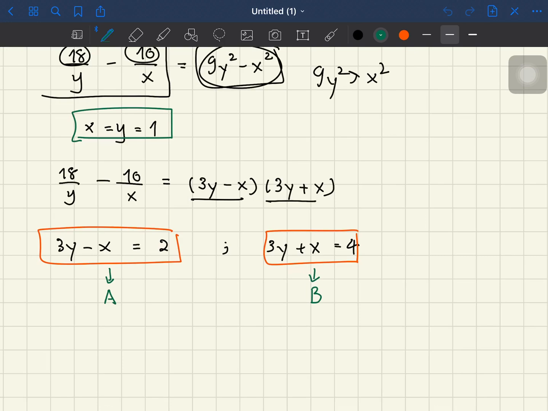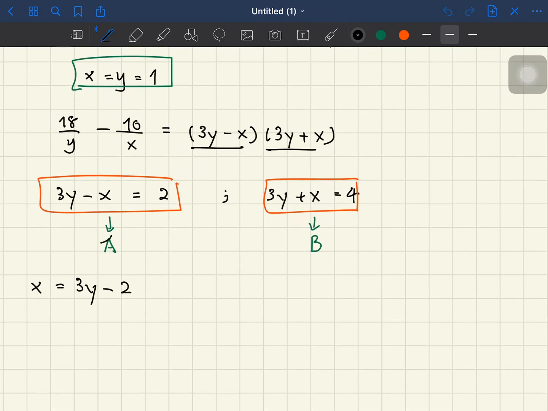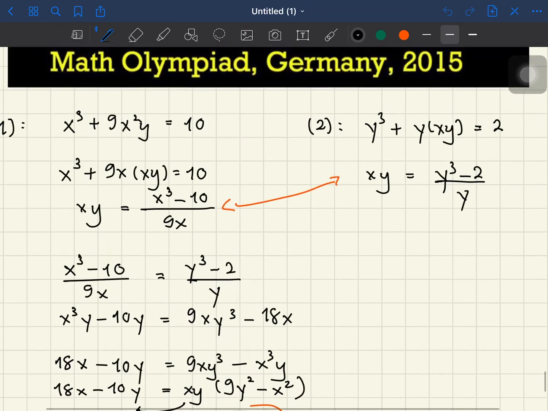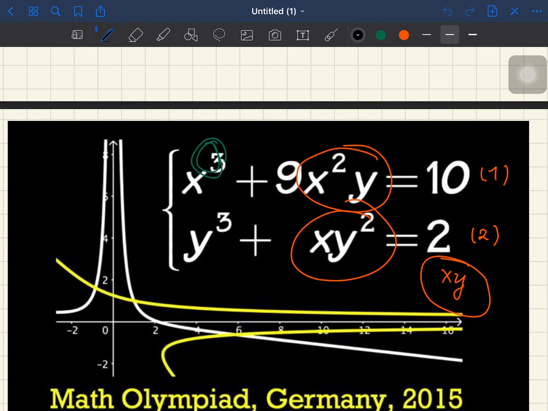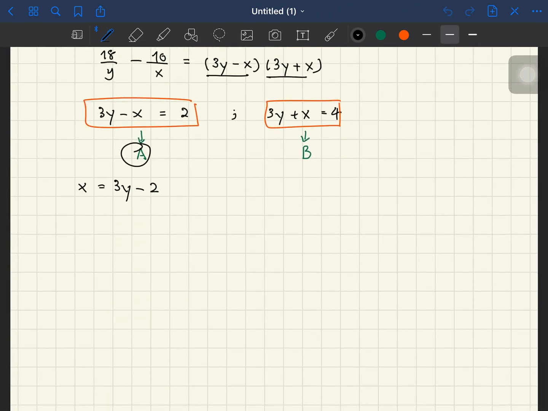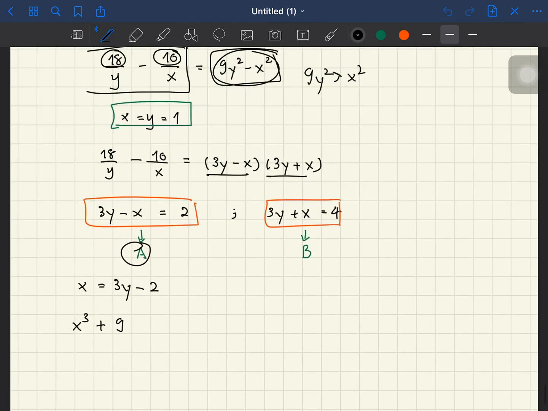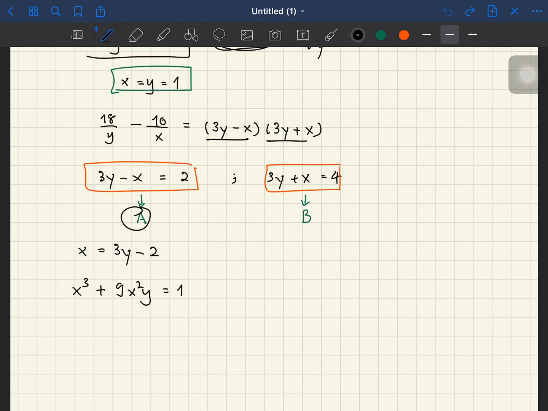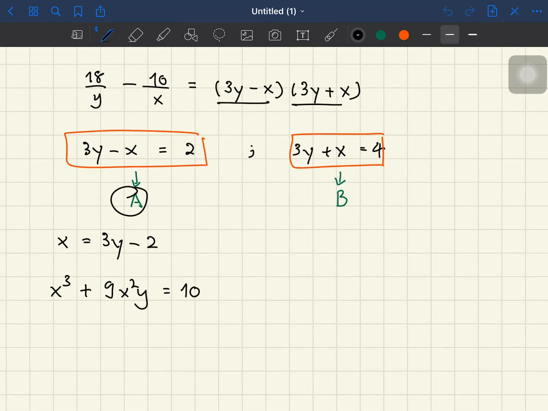So we try to use x equals, in this case, 3y minus 2. We can just try the first one, which is the A. So x equals 3y minus 2. Substitute in one of the equations, 1 or maybe 2. In this case, I would suggest you to substitute in 1. x cubed plus this one, the entire thing. So recall back, x cubed plus 9x squared y equals 10, sorry. Okay, now we have x as 3y minus 2. So x cubed equals 3y minus 2 cubed.